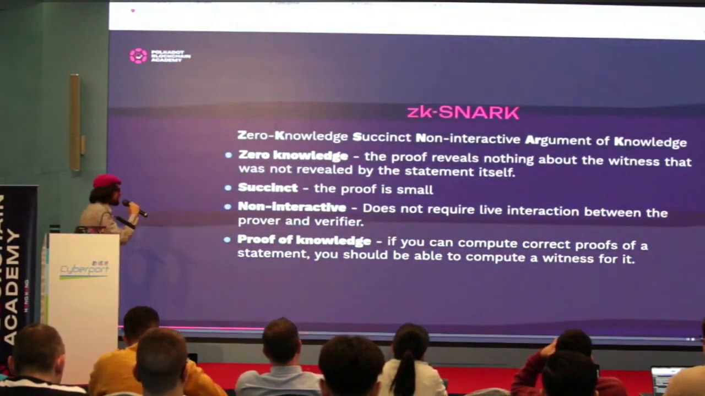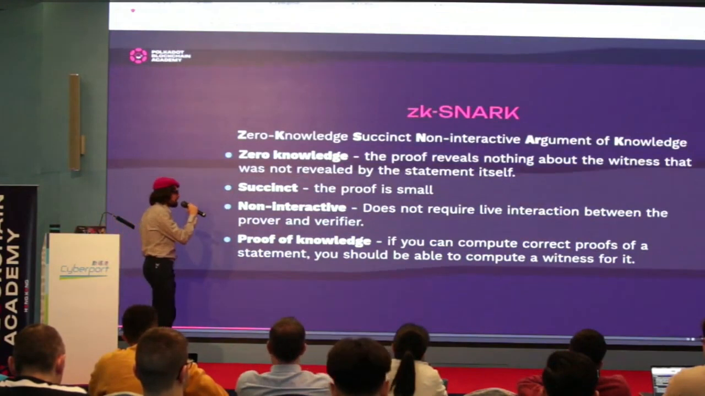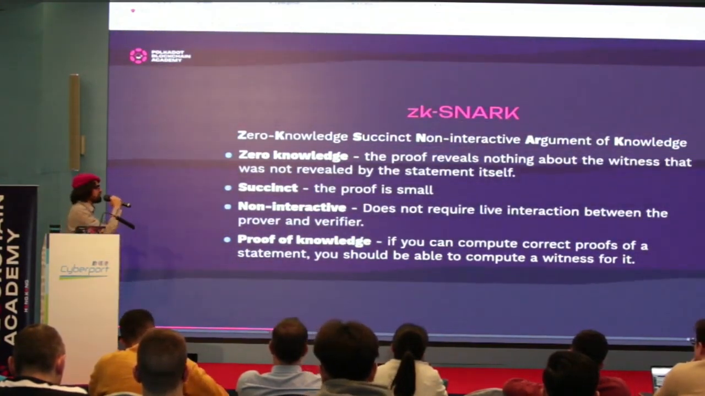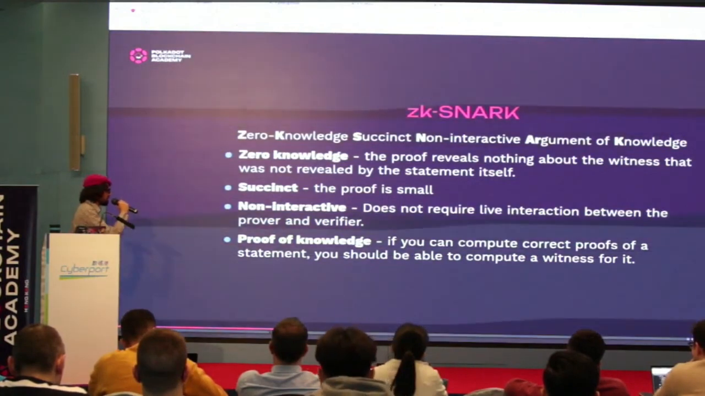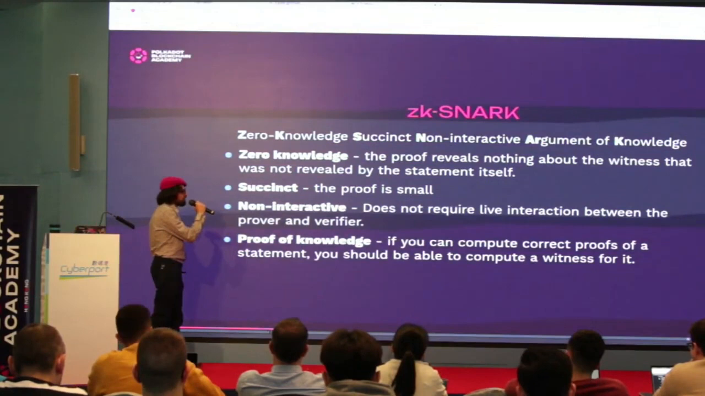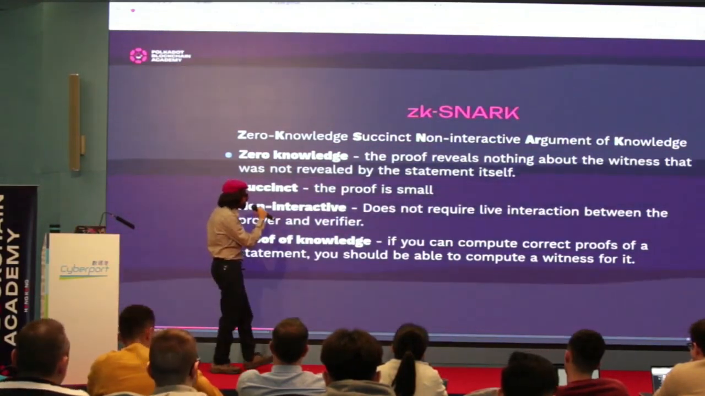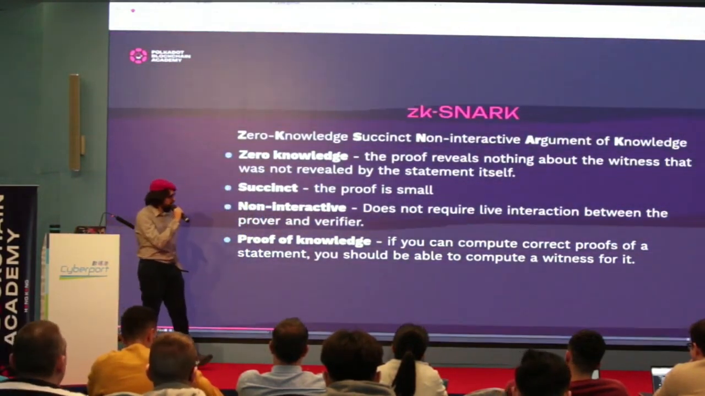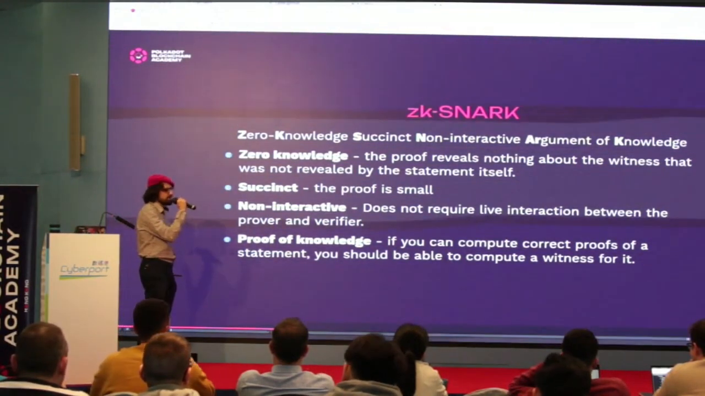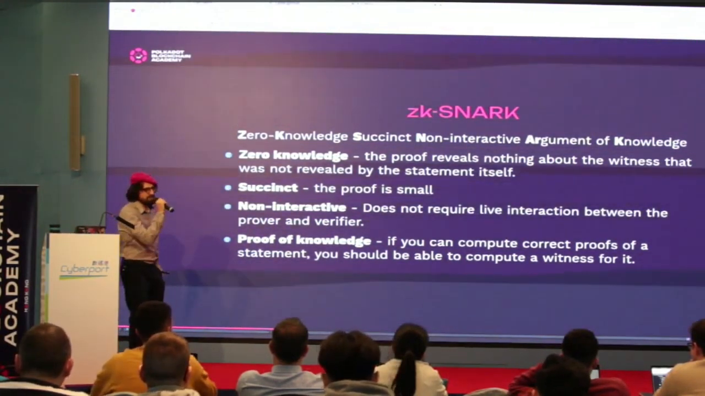They are non-interactive, so that is another requirement. ZK proofs can be interactive, but when you use a SNARK, we want them to be non-interactive. And then they are arguments of knowledge. Proof of knowledge means that the proof not only says the statement is true, but also says I know the secret that makes the statement true.